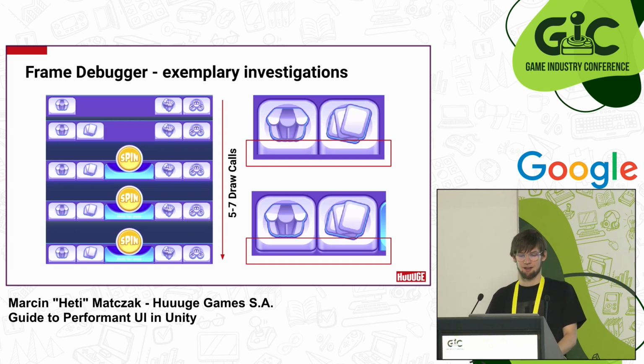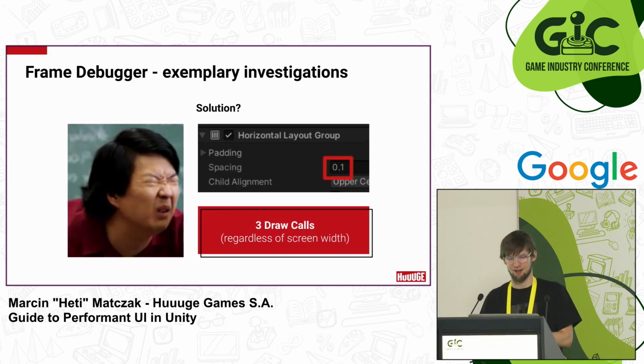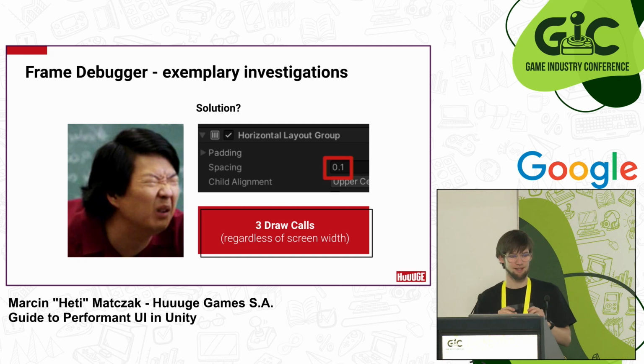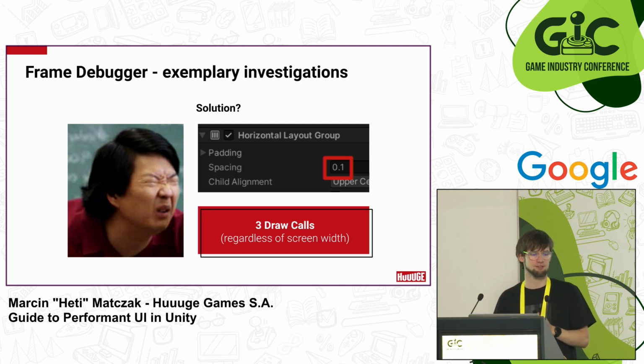And there were no masks, everything was on the same sprite atlas. I was really puzzled. And I know that as a speaker at this conference, I should probably be able to provide answers, but unfortunately, I still have no idea why it happened. But what is important, I was able to realize there is a problem using the frame debugger, so it's really helpful. And thanks to that, I was able to find a solution, even though I didn't know what exactly was the problem. So it turned out that simply putting a very minuscule spacing in the horizontal layout group made it always render using 3 draw calls.